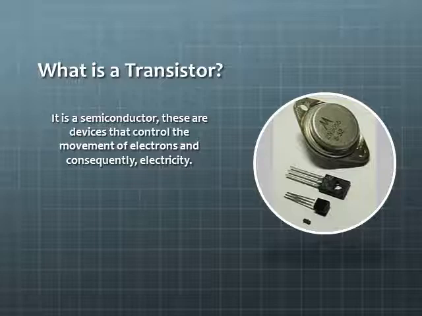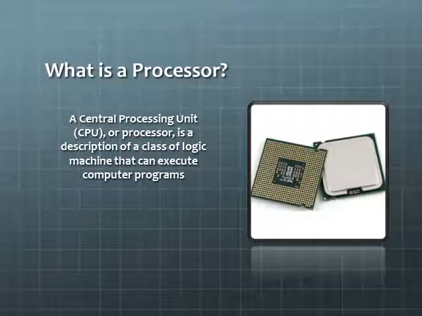Let's move on to what is a CPU, or a processor. It is the central processing unit. What does it do, you're probably wondering? It decodes information and executes the correct computer program. It is pretty much the brain of a computer.